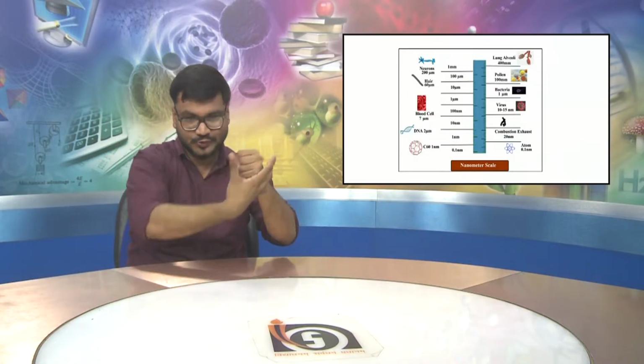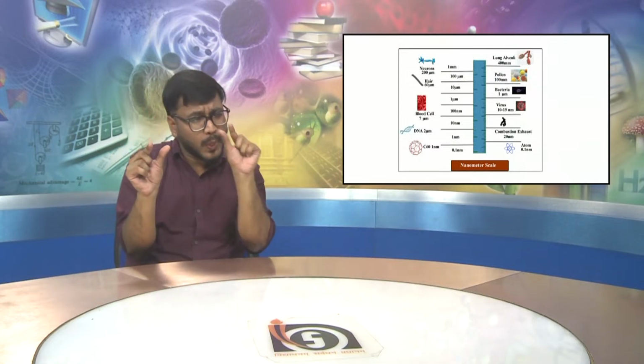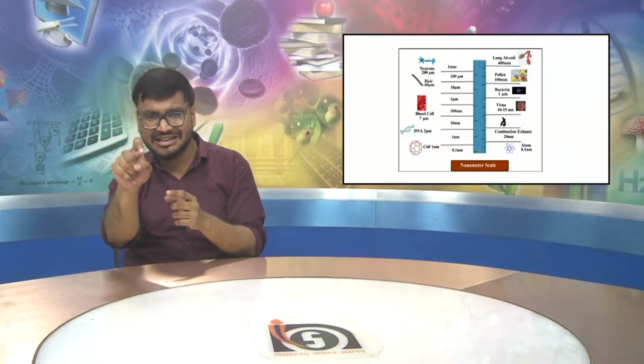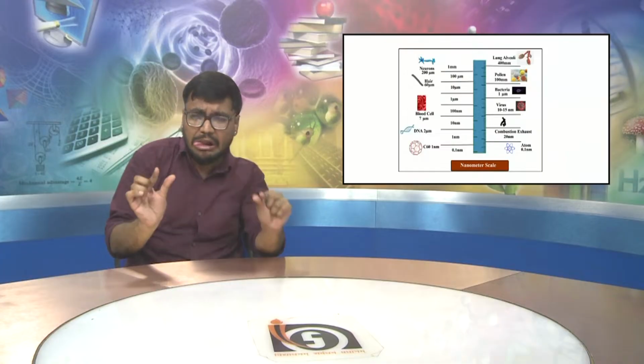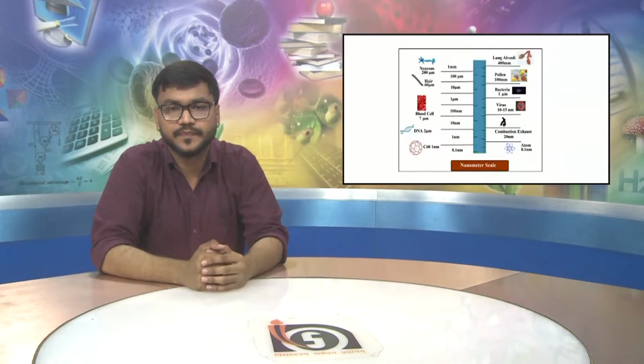There is a nanometer scale which is showing how big an atom of a substance is. For example, a DNA atom, etc. Let's take a short break.